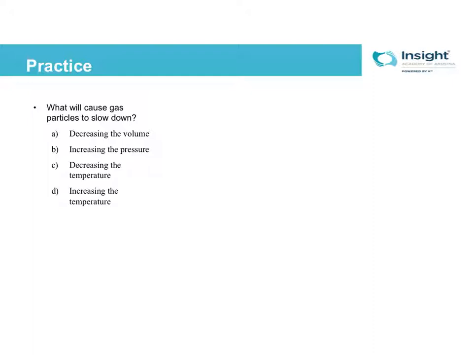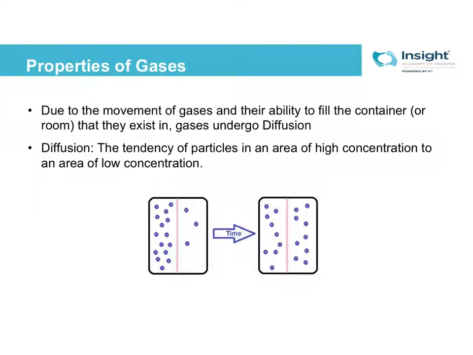So, what will cause particles to slow down? Look over your choices here. Hopefully you've either been taking notes or have really good short-term memory, because we just talked about this. It's temperature. Temperature relates to kinetic energy, and if temperature goes down, your kinetic energy goes down. So it's C, decreasing your temperature.